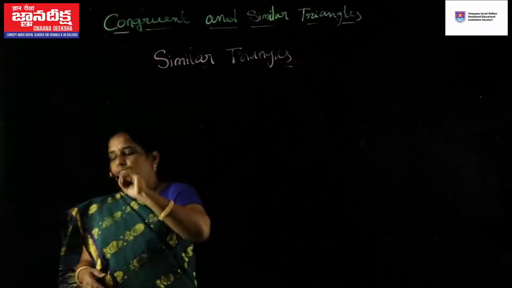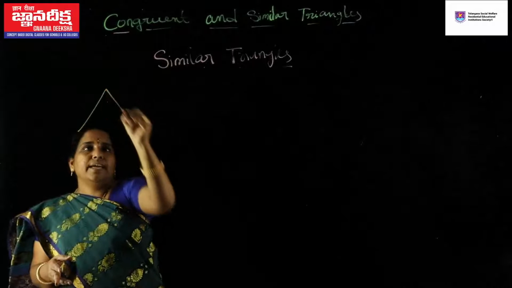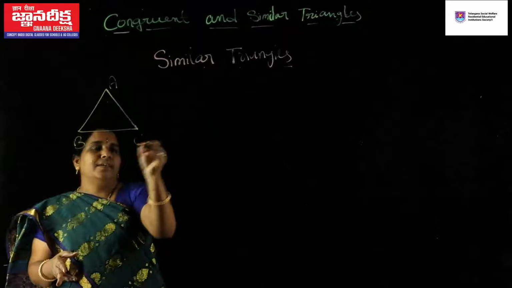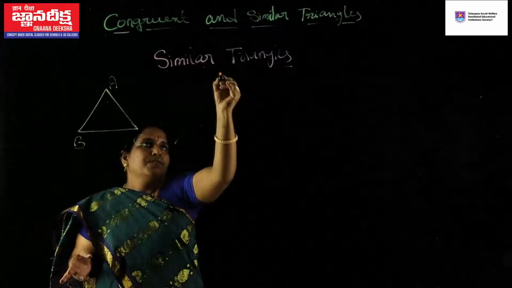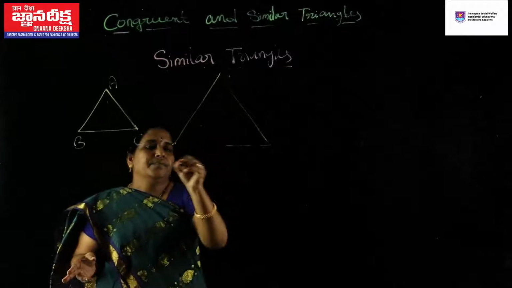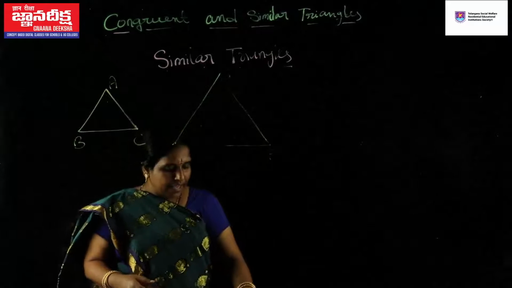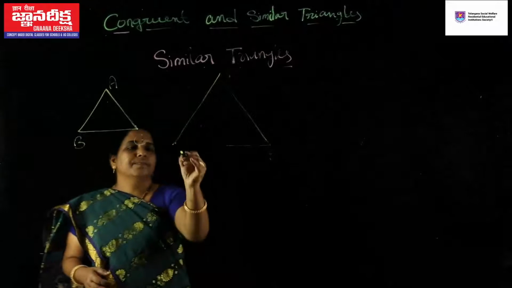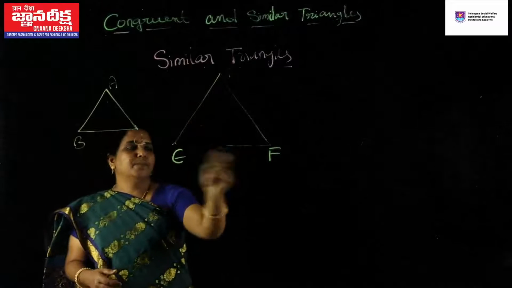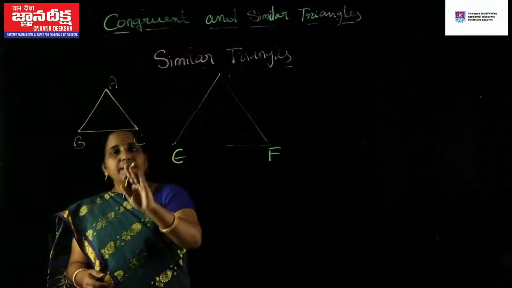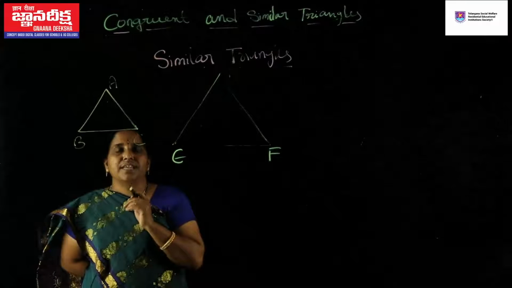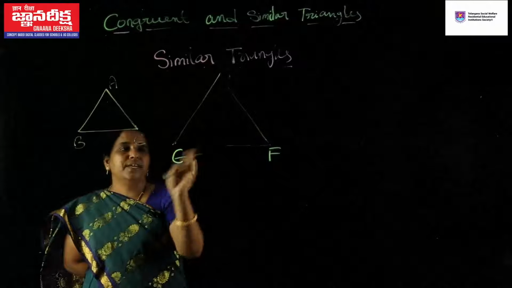As in the basic definition we discussed, two shapes must be the same. I am taking a triangle ABC and taking one more triangle, a bigger one, DEF. Okay, I have two triangles ABC and DEF. ABC is small in size, DEF is big in size. So, these two have the same shape, triangular shape, and one is small in size, the other one is big in size. So, the basic definition is satisfied: same shape and different size.